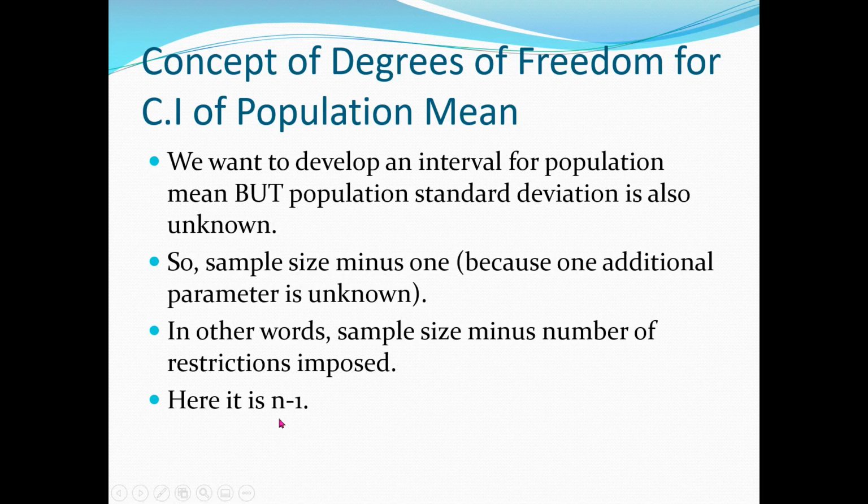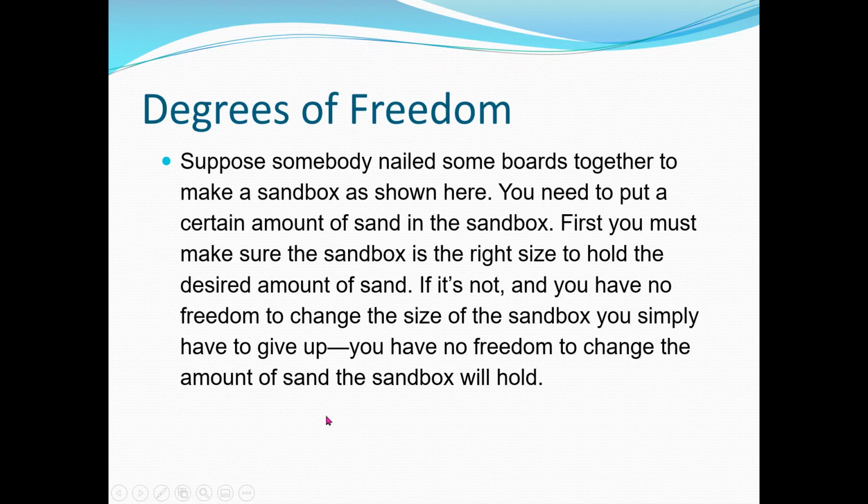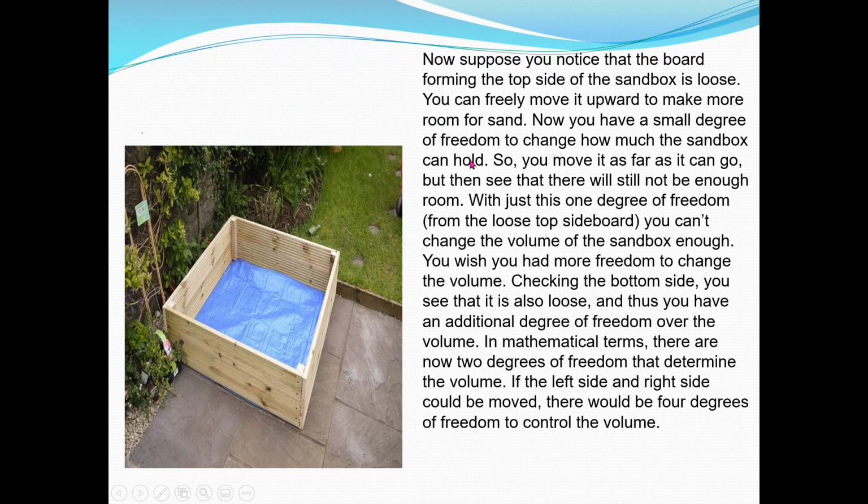So you have n minus 1, and why? Because you can see, let's say in the sandbox, if you can adjust only one side to make more room, then the degrees of freedom is n minus 1. So this is an applied explanation of degrees of freedom, whereas earlier on I was discussing the theoretical definition of degrees of freedom.